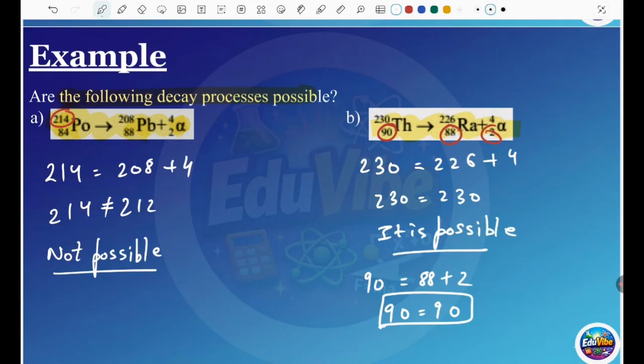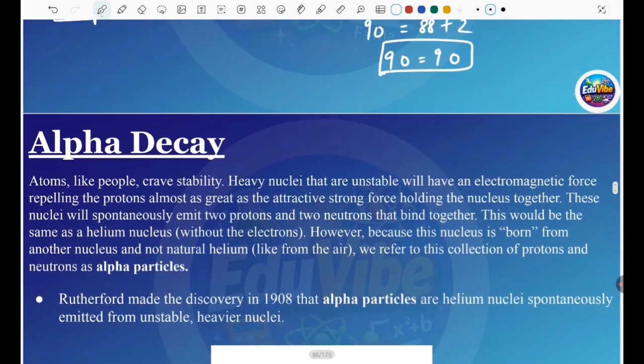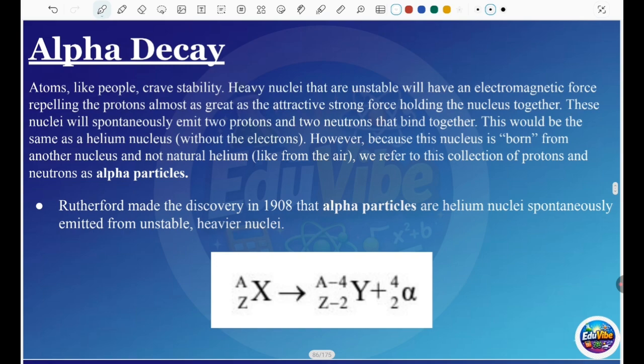In other cases, sometimes you have to complete the rest of the equation, so we take care that the charges, the number of nucleons, and the atomic numbers on both sides should be equal, like this. This is just an example. Now we are moving to the actual alpha decay and all the things.